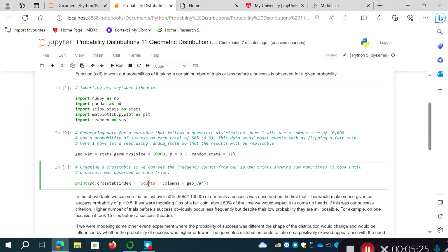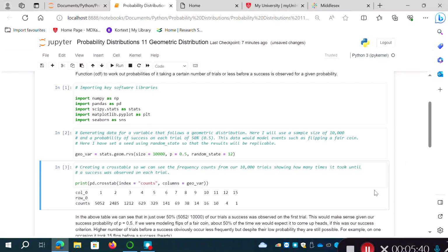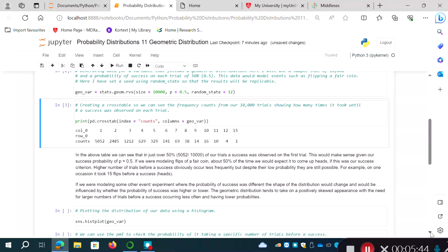I am using Pandas' crosstab method. As the index, we're using our counts from our trials, and the columns are going to relate to this particular geometric variable object. So this is our data we've just simulated, and I'm just wrapping that in a print function. So it prints out the table for us. What you can see here in this table is that each of the outcomes is stated: 0 heads, 1 head, 2 heads, 3 heads, 4, 5, 6, 7, 8, 9, 10, 11, 12, 15. Obviously 13 and 14 didn't occur.